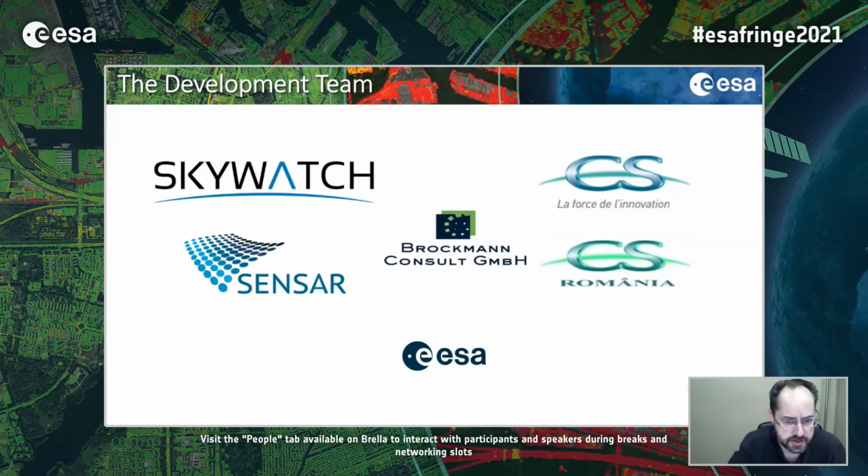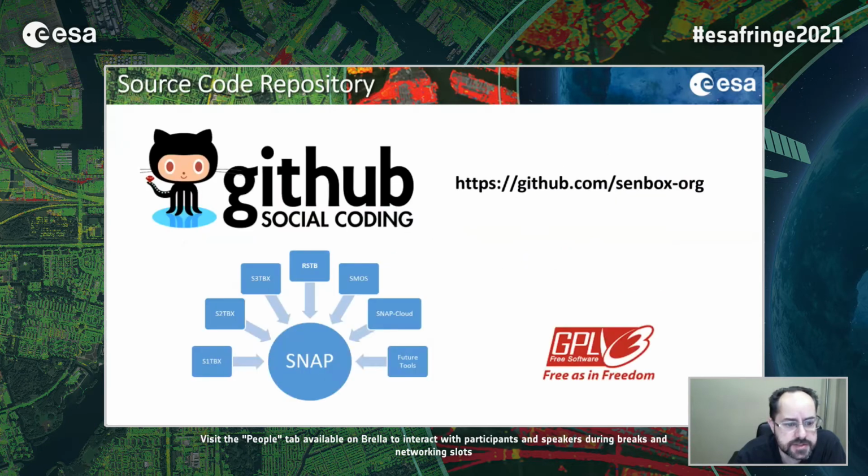The current team right now is Skywatch, Sensar, Brockmann, CS France, CS Romania, and of course ESA. SNAP is open source. It's made up of several different toolboxes from different projects, different sensors. We've got the Sentinel-1 Toolbox concentrating on SAR, and then other toolboxes for other sensors and missions.